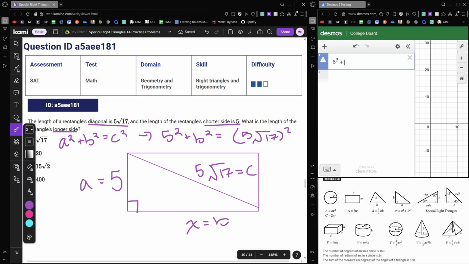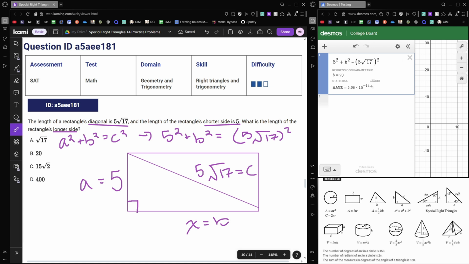5 squared plus b squared. Oops. Instead of an equal sign, you want to put a tilde. And then 5 square root 17. That's not a 17. Squared. And we get that b, the length of the longer side, is 20. So our answer is B.